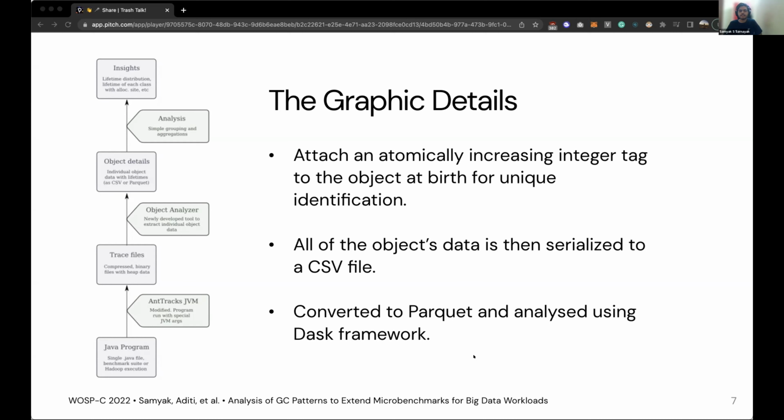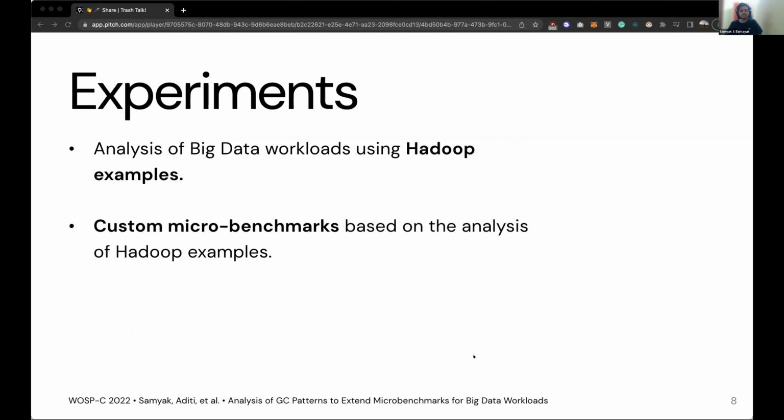This raw object data can become quite huge. To control the size on disk and to make processing faster and more parallel, we store this data as Apache Parquet files. And then we make use of the Dask framework for analysis of this data.